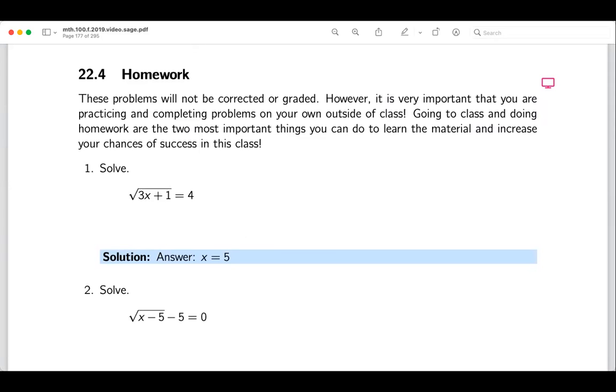So I'm going to change to a different screen share. Just give me a second. I'll install a plugin now. All right, give me 1 minute.